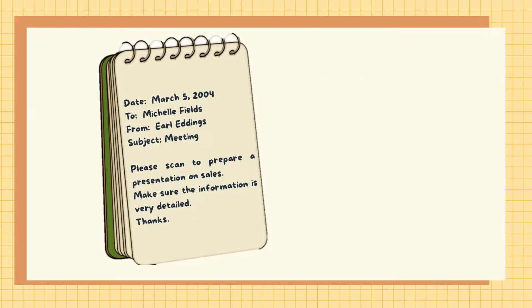So let's try to read this memo and observe how flawed it is written. Date: March 5, 2004. To: Michelle Fields. From: Earl Eddings. Subject: Meeting. And here's what it says. Please plan to prepare a presentation on sales. Make sure the information is very detailed. Thanks. So, this memo is written by a manager to a newly hired employee. And by looking at how flawed it is written, it can make us realize that clarity is indeed important.